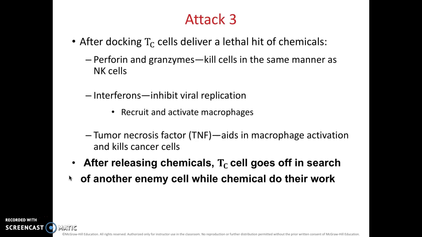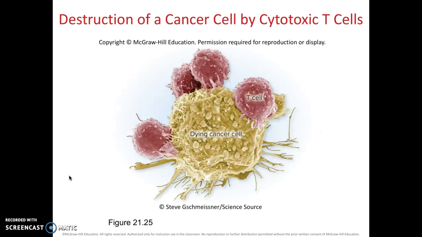Interferons also are released, and these inhibit viral replication. They also recruit and activate macrophages so that they can phagocytize the host cell. Tumor necrosis factor is also very important and is released, and this aids in macrophage activation and helps kill cancer cells, which is why it's called tumor necrosis factor. So after the cytotoxic T cell releases those chemicals, it goes off to try to find another enemy cell while it leaves the chemicals that it left there to do their work in degrading and ruining the host cells. So here you can see what's going on with the cytotoxic T cell and trying to kill off that cancer cell.